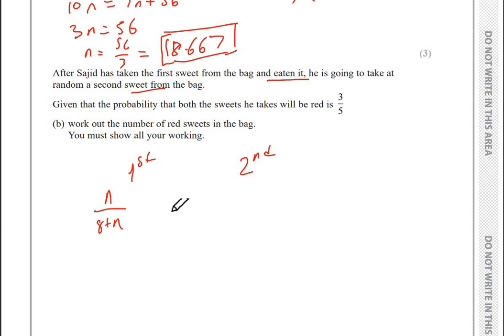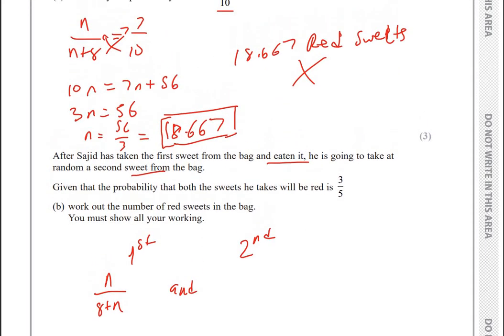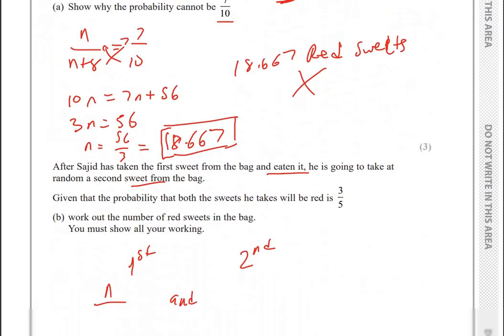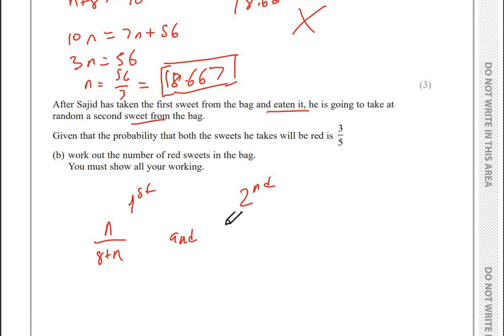and the probability of taking a red sweet on the second pick would be n minus 1, right? Because since we've taken a red sweet from the bag on our first pick, now we have n minus 1 red sweets left, right? And so that would also affect the total amount of sweets in the bag. So we'll have n minus 1 plus 8, which is really n plus 7.